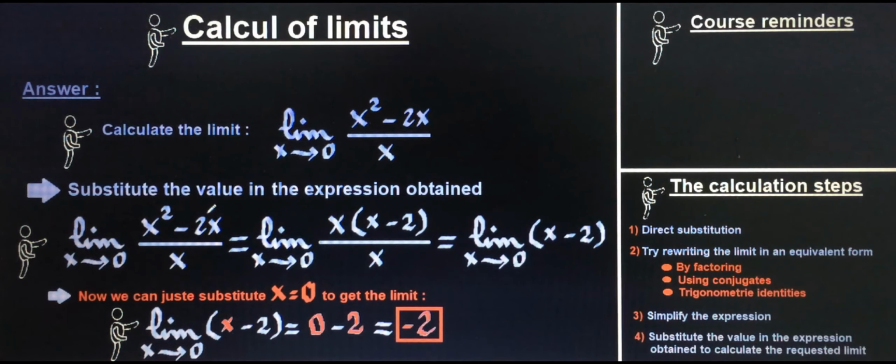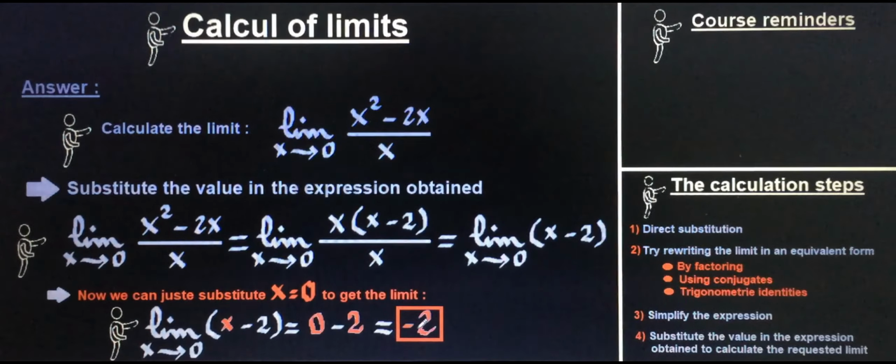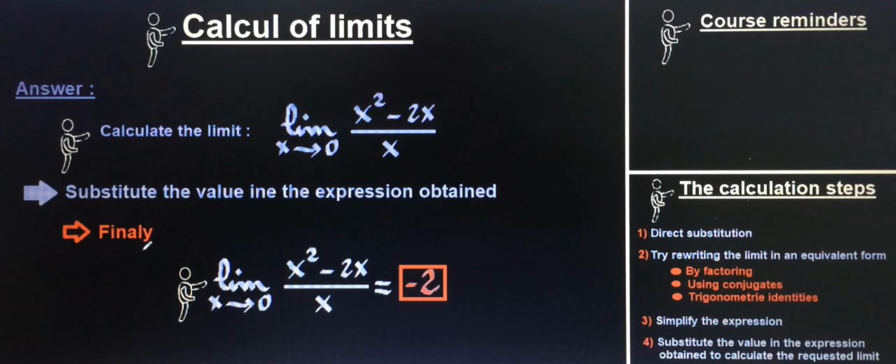Step number 4, substitute the value in the expression obtained. Notice that the limit as x approaches 0 of the expression x squared minus 2x divided by x is equal to the limit as x approaches 0 of the expression x minus 2. So, we can just substitute the value x equals 0 in the expression x minus 2 to get the limit minus 2. Finally, the limit as x approaches 0 of the expression x squared minus 2x divided by x is equal to minus 2.